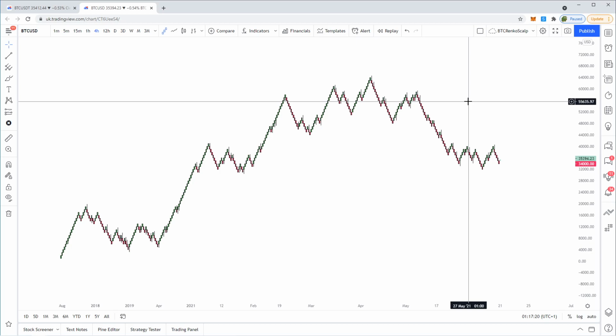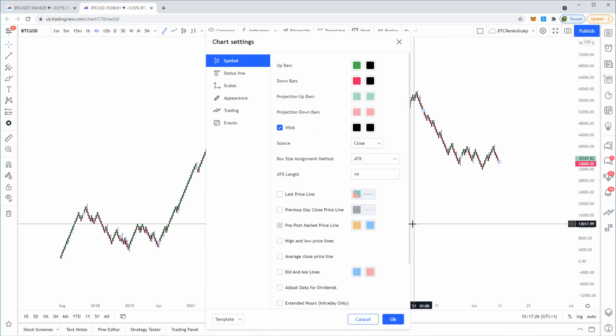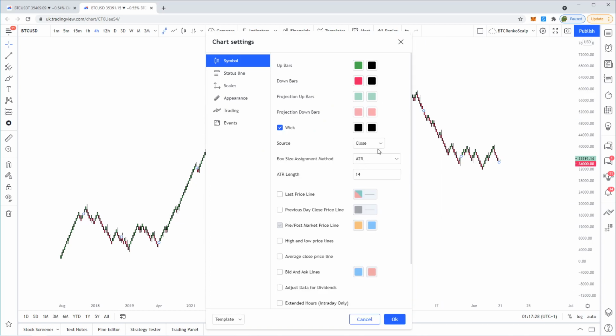There are two forms of Renko that you can use on TradingView. If you just double click on your Renko bricks, you'll have access to the settings for Renko. This box assignment method is what you need to look at. What you have here is ATR, or you have traditional. ATR is primarily used when you are trying to follow trends. So ATR is essentially a look back method that takes the average amount of price moved over the period, the length that we define, and it prints based on that. Okay, it prints these bricks.